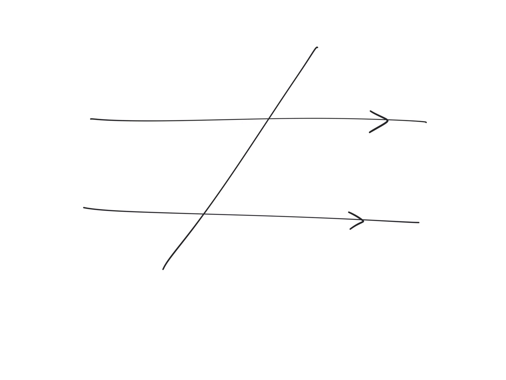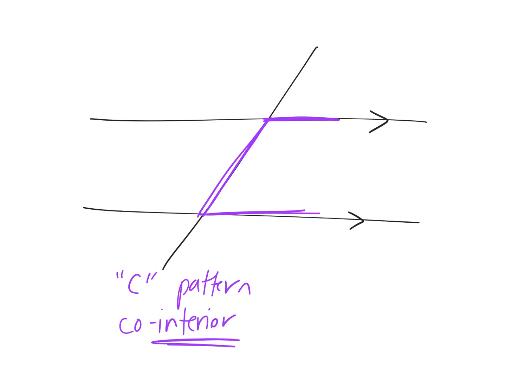Okay, so we can find a C pattern. We can draw a C, and this one is called co-interior. So this gives you a clue. Co-interior angles are inside, interior, inside. Now, think about it. Just by looking at that, do you think those angles are equal? Do they look like they would be equal? Yes? No, they're not actually. They're not corresponding and they're not alternating. They're co-interior. I'm going to call this A and B. They equal 180. Good.